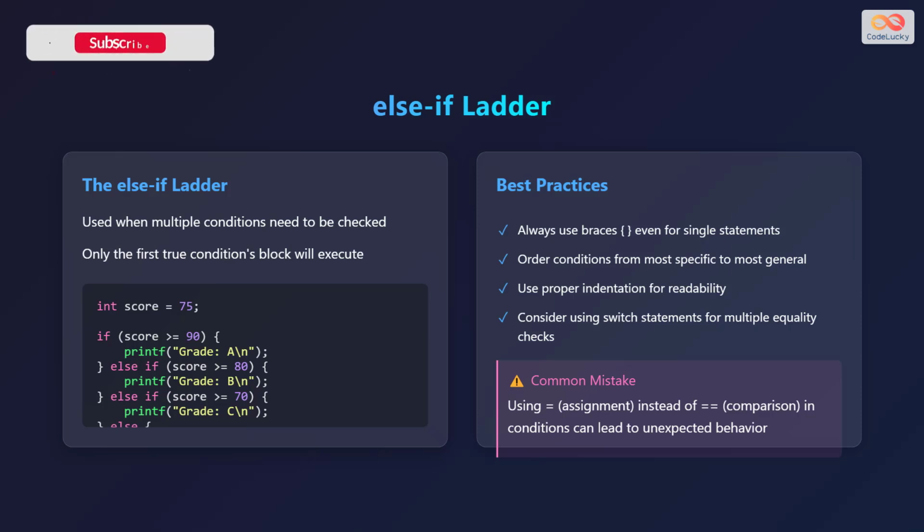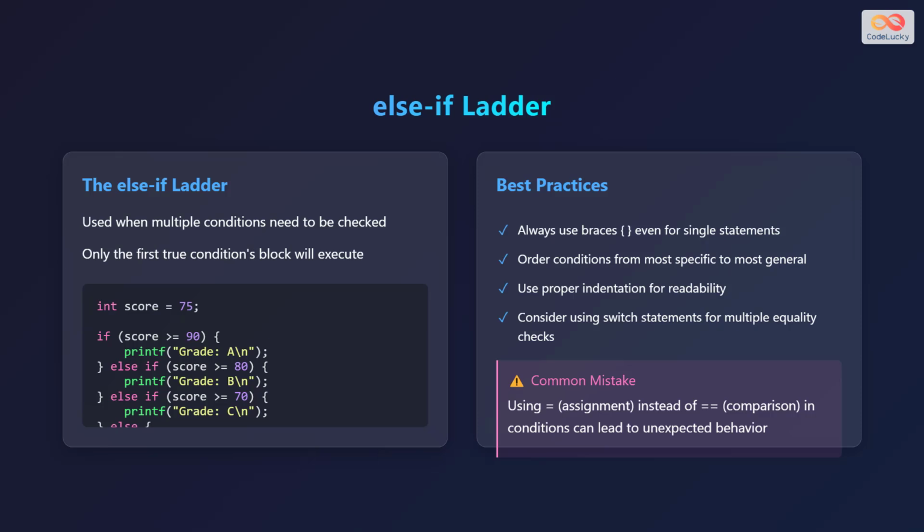Here's an example. We declare an integer variable score and assign it the value 75. Then a series of if-else-if statements check the value of score. If the score is greater than or equal to 90, the program prints, "grade A." If the score is greater than or equal to 80, the program prints, "grade B." If the score is greater than or equal to 70, the program prints, "grade C." Otherwise, the program prints, "grade F."